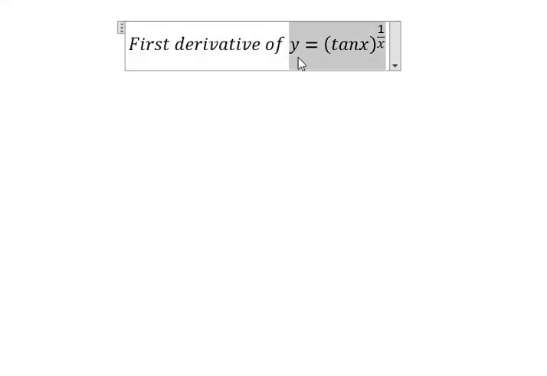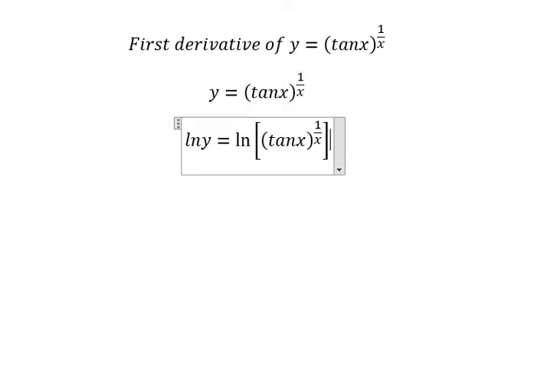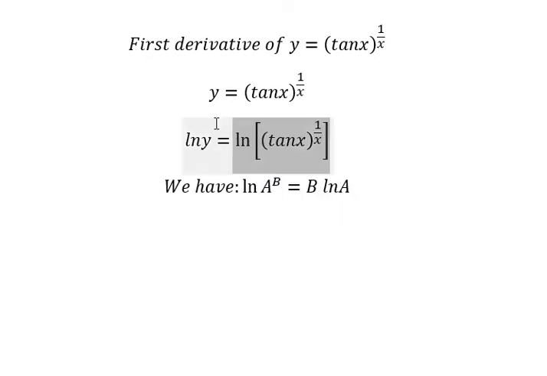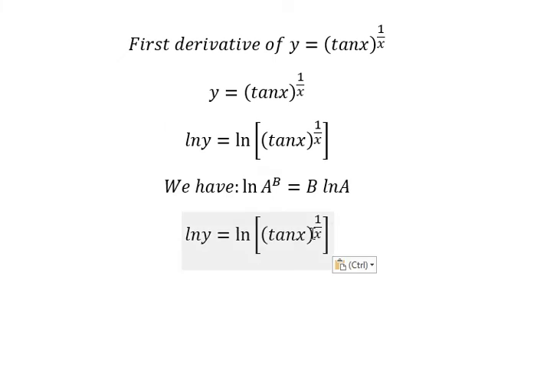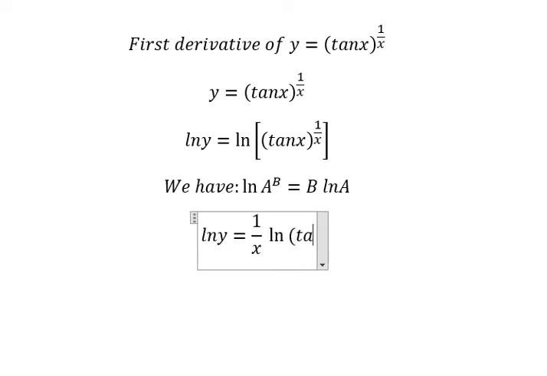We have this equation in here. So we need to take the natural log on both sides. Next, we have ln of a to the power of b equals b ln a. So this one we can write as 1 over s tan ln of tan s.